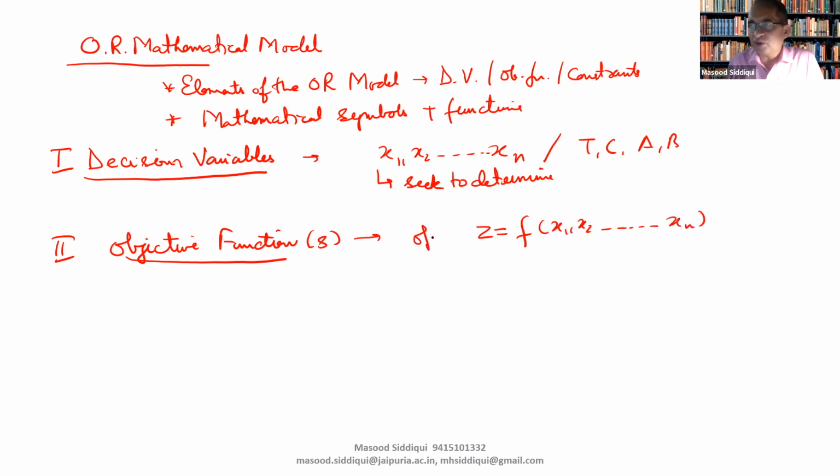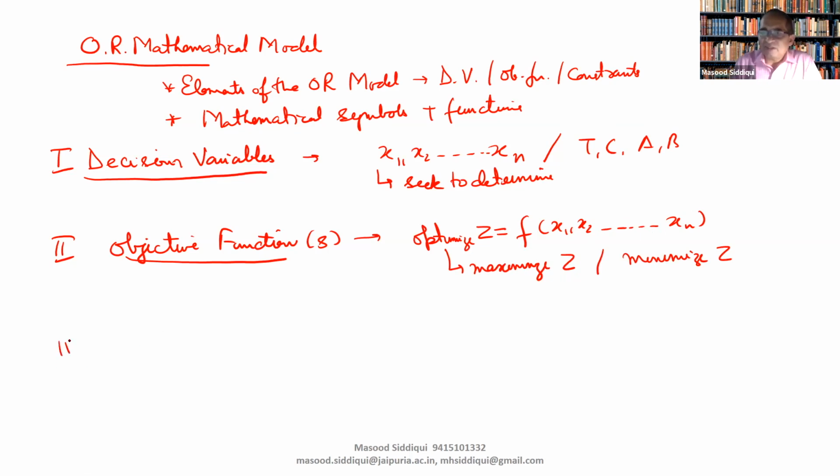And we try to optimize this objective function. Optimize means either we try to maximize Z, if the situation is positive in nature, or we try to minimize Z if the situation is negative in nature. So here we optimize the things, and this is the function of effectiveness.